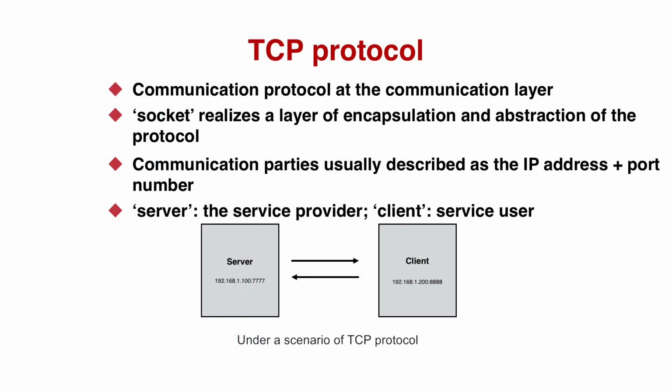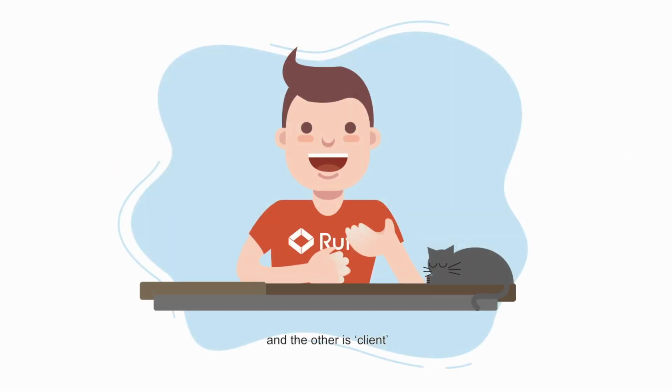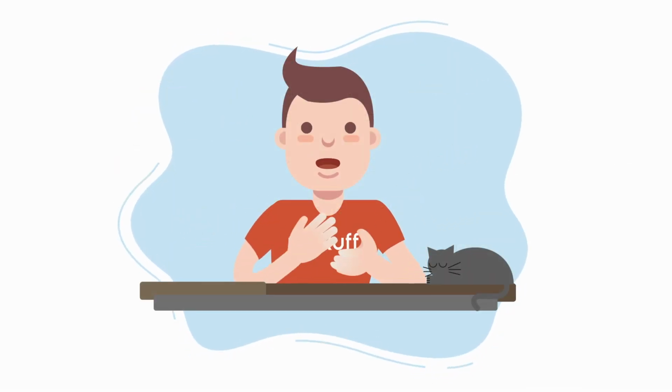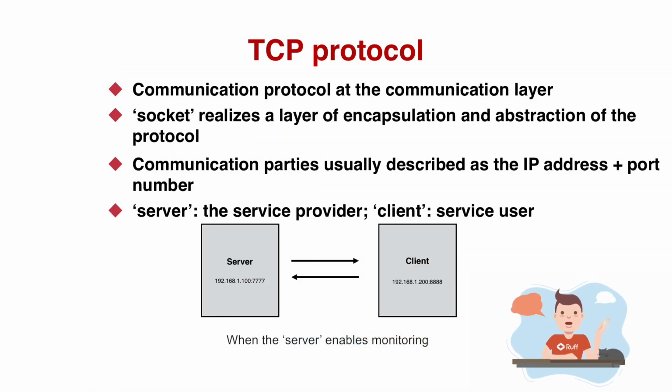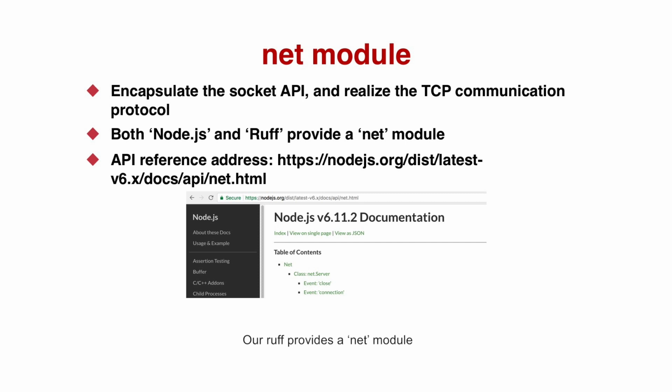Under a scenario of TCP protocol, there are often 2 roles. One is server, as the service provider, and the other is client, as the service user. When the service enables monitoring, the client may attempt to connect, and one server may be connected to several clients and communicate with each client. Our Ruff provides a net module. In fact, this net module provides some encapsulation to the API of sockets, and then realizes the TCP communication protocol.